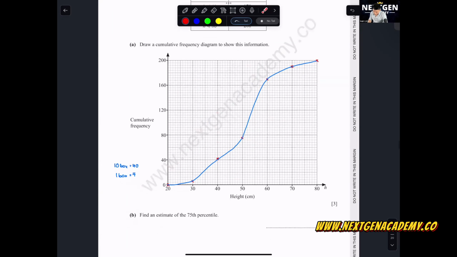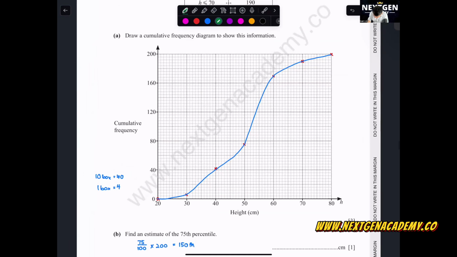Next one. Estimate the 75th percentile. For the 75th percentile, we need to find 75% of the total value first. 75 over 100 times 200. So it will be at the 150th value. So on the y-axis, you're going to find 150. Where's 150? Here, you draw a horizontal line. Like this.